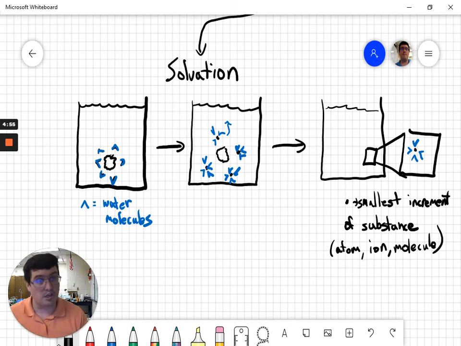It's called solvation, all right? And it is the process by which the molecules of one thing surround the substance, the particles of the substance you put in there.